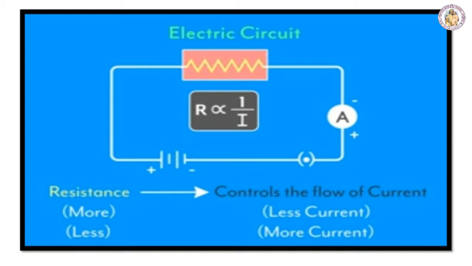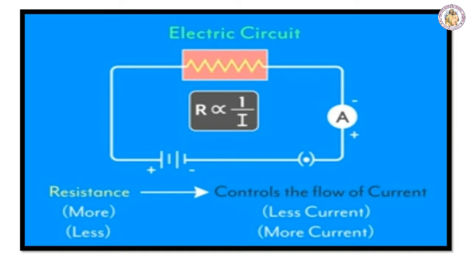Let's see the electric circuit diagram. In this electric circuit, the positive terminal of the battery is connected to the resistor and the other end of the resistor is connected to the ammeter negative, and ammeter positive to the key, the other end of the key to the battery negative. So in this circuit the resistor is connected. Why are we connecting the resistor? Because it controls the flow of current.